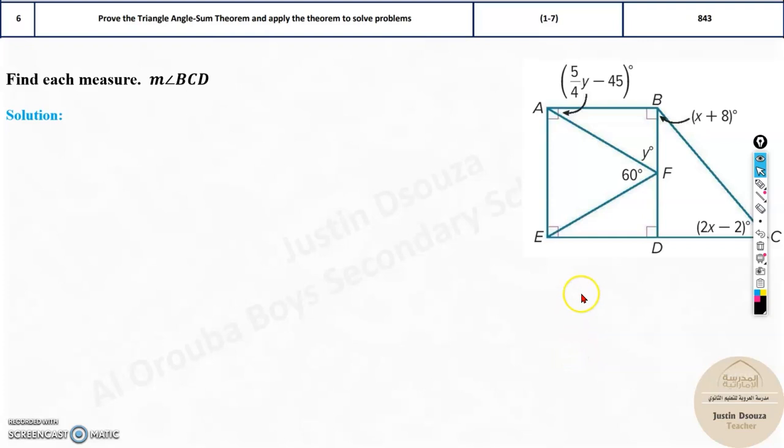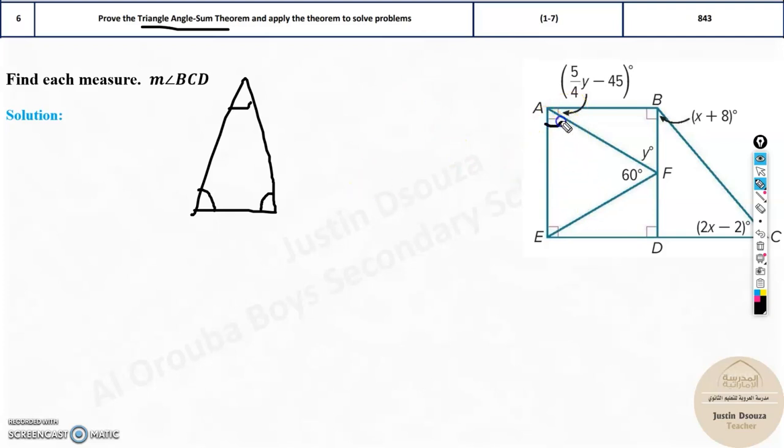The sixth type of topic is to prove the triangle angle sum theorem. Now, this triangle angle sum theorem is very simple. All it says is a triangle's total angle is 180 degrees. So now if you add the angles of the triangle, the sum will be 180 degrees. So this is the concept.